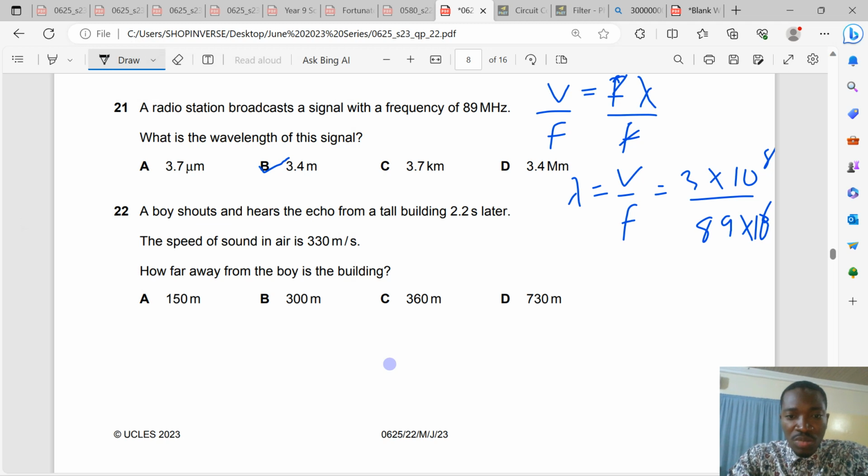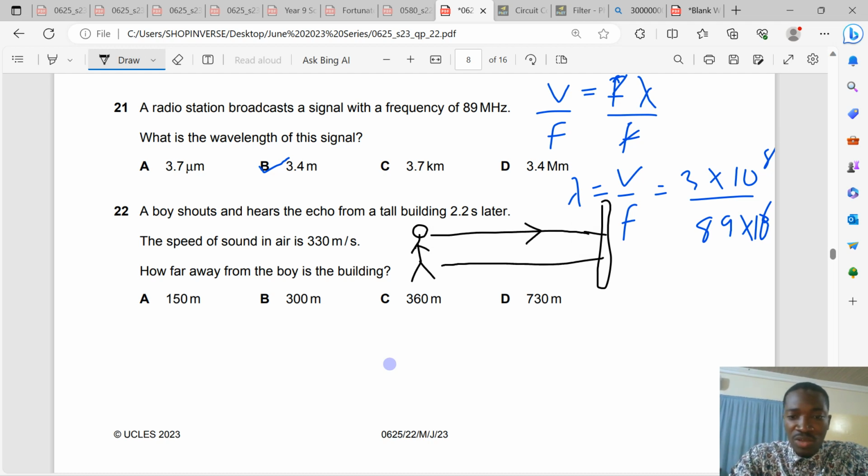So this is the boy and this is the tall building. When the boy shouts, what happens? The sound goes, hits the building, and then bounces back to hit the boy. That means the distance traveled by the sound is twice the distance between the boy and the wall.